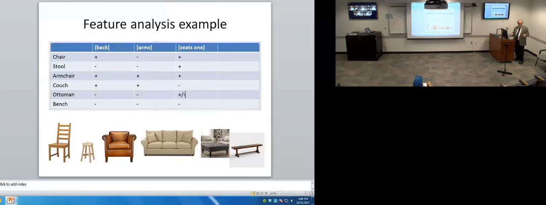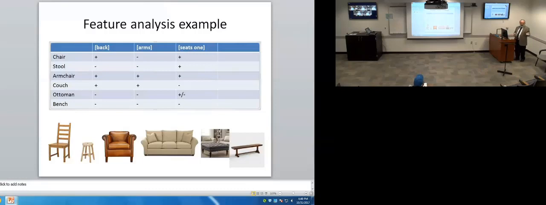How do we know? You look across and you say, okay, a chair is plus back, minus arms, plus seats 1. The stool is clearly different because it doesn't have a back. The armchair is clearly different because it's all pluses all across. The couch is plus plus minus. The bench is minus minus minus. And the ottoman is minus minus plus or minus, right? So it looks like we're okay because we've differentiated everything.